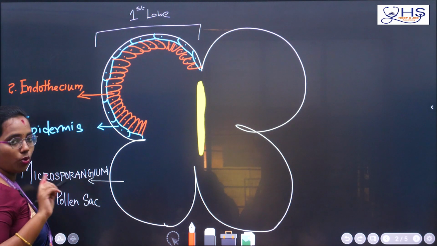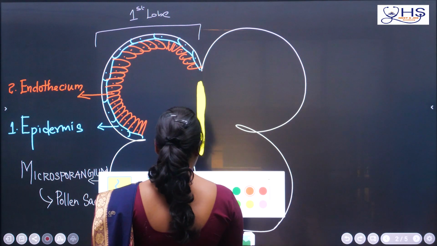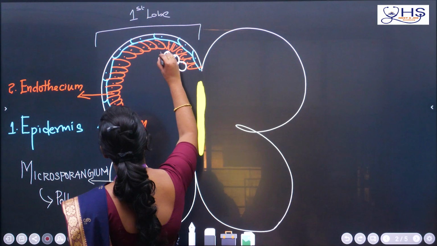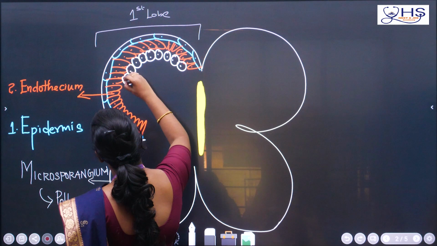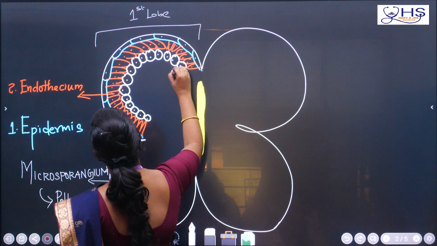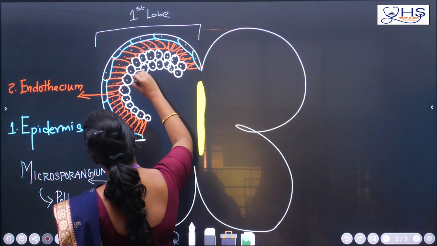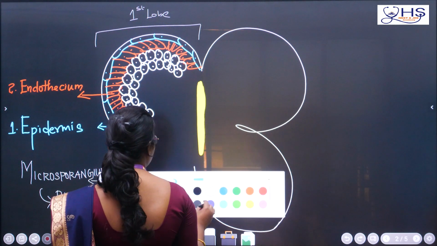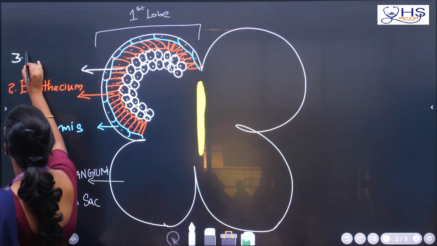These both are single layer. And the third layer is the middle layer, which is parenchymatous, and this middle layer may be of 3 to 4 layers. This is the spongy middle layer. Number 3 is the middle layer, and this is not a single layer. So we will make some 2 layers here. So number 3, I'll mark here. Number 3 is the middle layer.